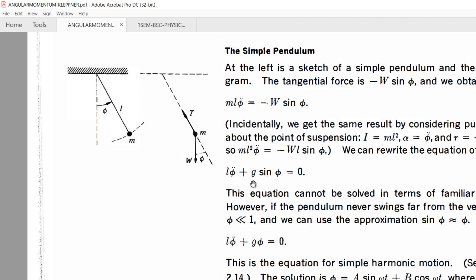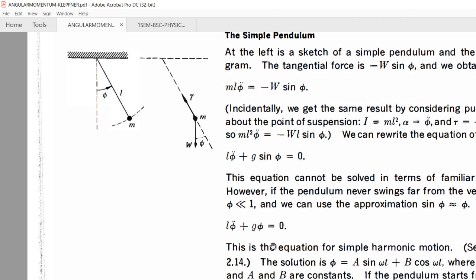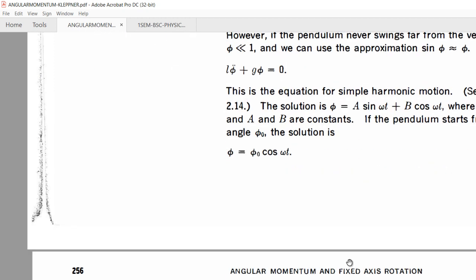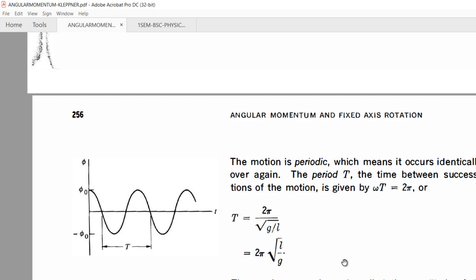So this is the differential equation of the simple pendulum, and sin phi is equal to phi if phi is very small, so that will become L phi double dot plus g phi is equal to 0. The general solution is phi is equal to a sin omega t plus b cos omega t, where omega is equal to root of g by L. If the pendulum starts from rest at an angle phi 0, the solution is phi is equal to phi 0 cos omega t. The motion is periodic, which means it occurs identically over and over again, so the time period is 2 pi by omega, that is 2 pi root of L by g.